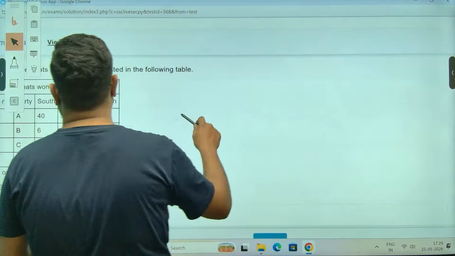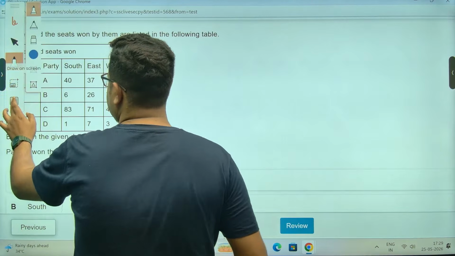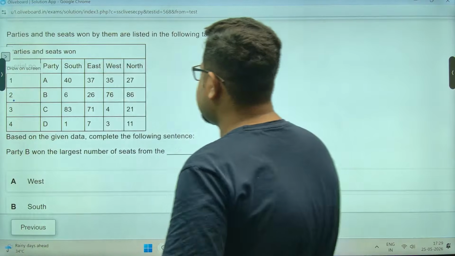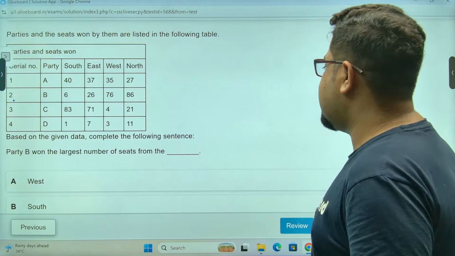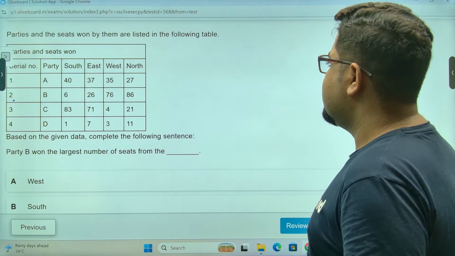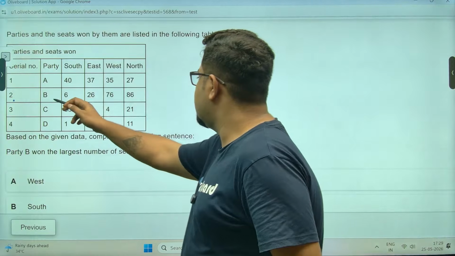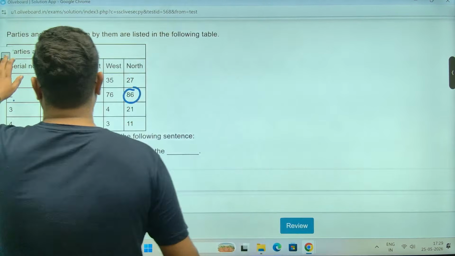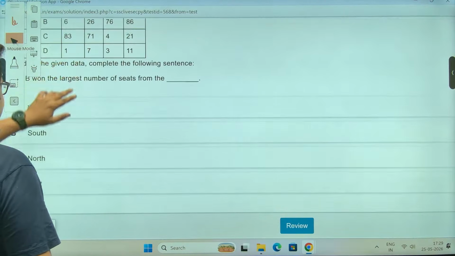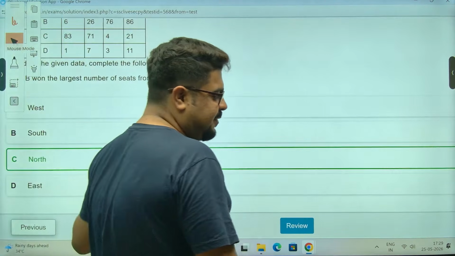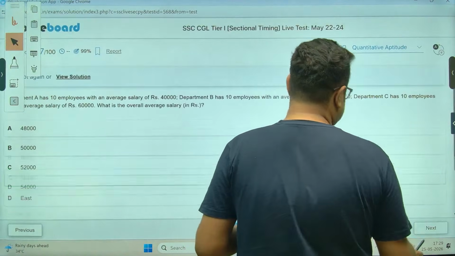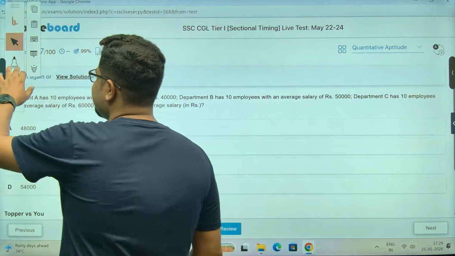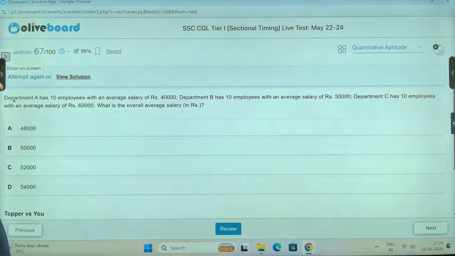What is this? DI. Based on the data, which party has the largest number of seats? Party B, sir, from north. This is a free hit question. North, sir. This was a free hit question, saying come and hit me.